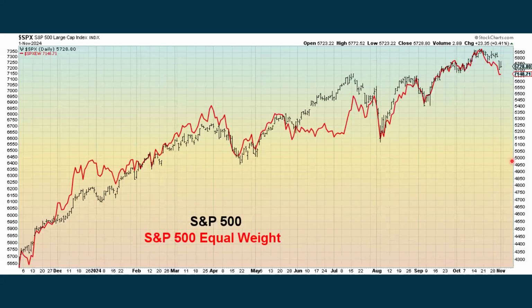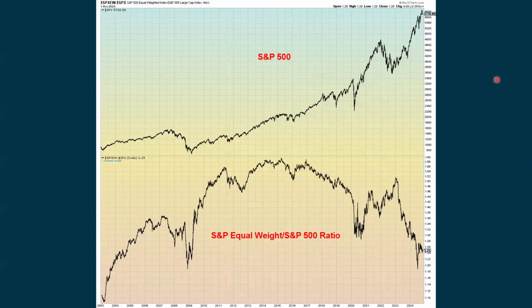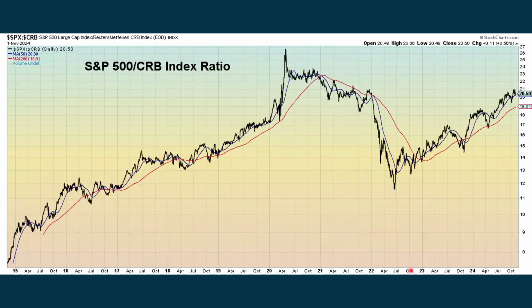We look at a number of different index ratios, and I show this in the daily videos. So not really seeing anything out of line right now, where we've had some weakness with the S&P. We also have some weakness here with the red line, which is an equal weighted version of the S&P. This is a ratio between the equal weight and the regular S&P 500, just kind of chopping around right now, not seeing any real movement in one direction or the other.